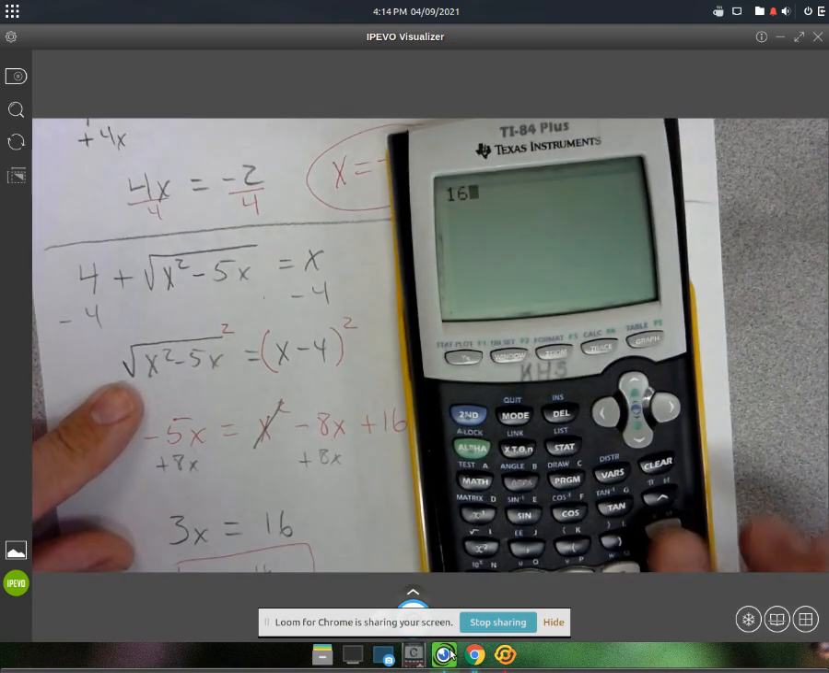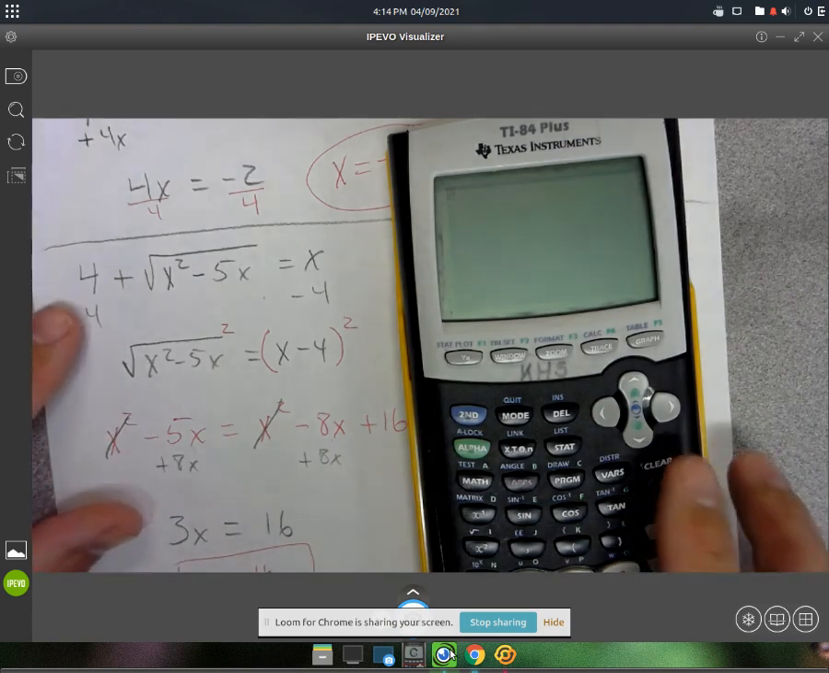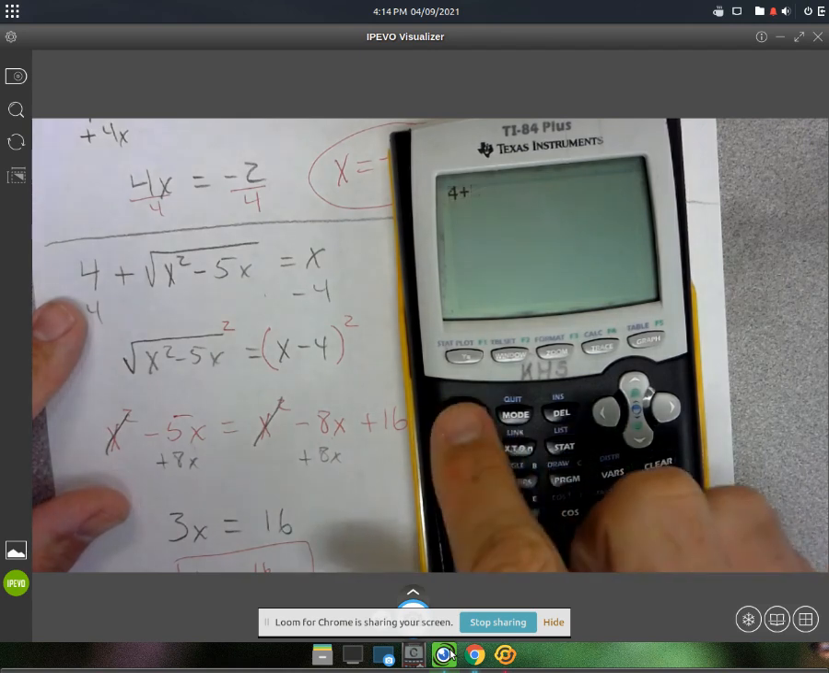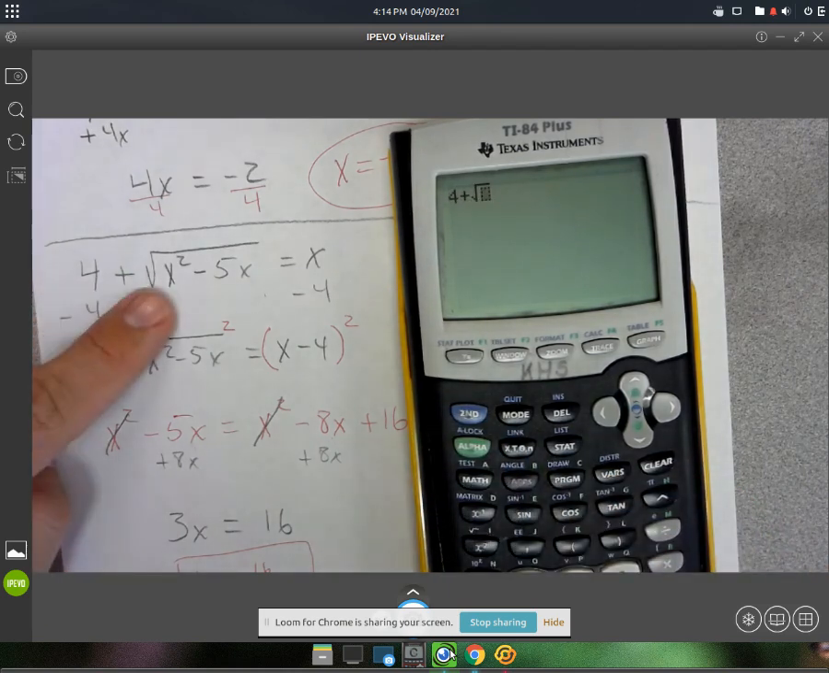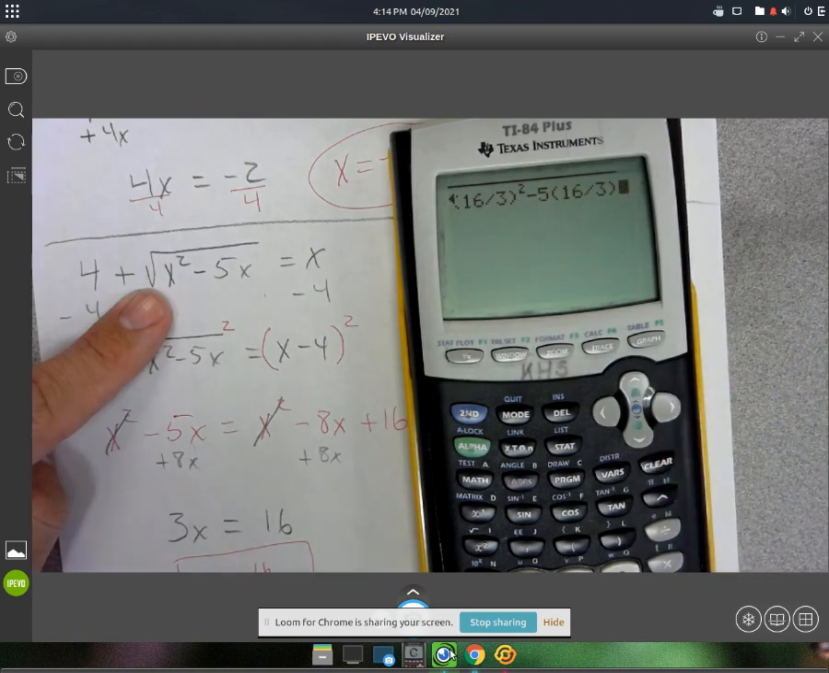All right, so I'm going to do 16 over 3. Well, here, you could store it to x. I'll just type it in without the store button. 4 plus square root, so this is going to be 16 over 3, 16 divided by 3 squared, minus 5 parentheses 16 divided by 3. Okay, and I've got my square root thing all over that. I need to arrow over. And oh, that's it actually.